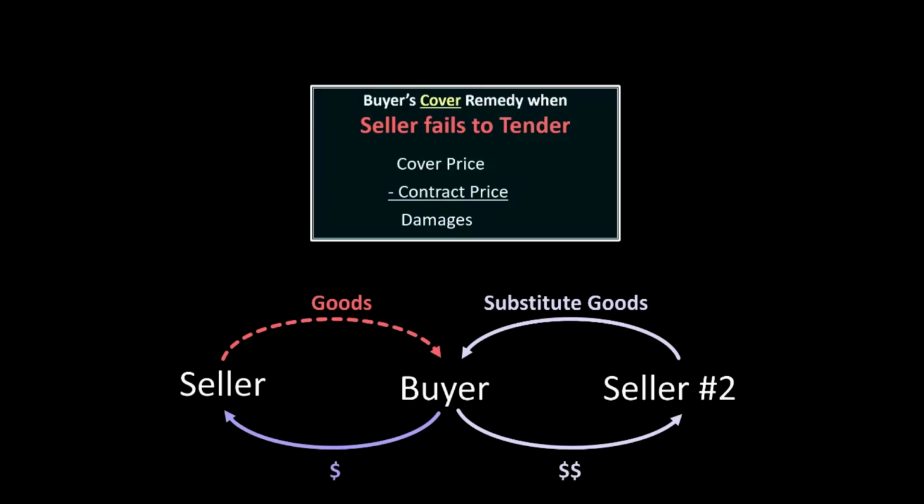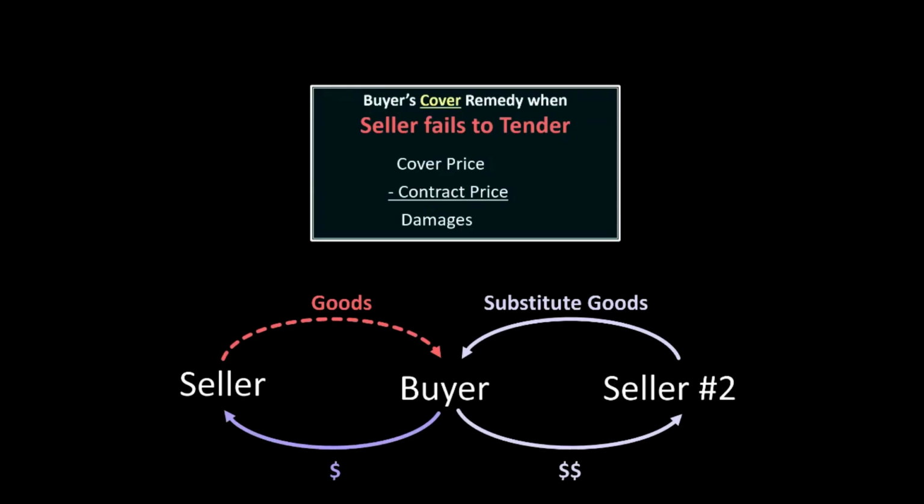This number represents the measure of the buyer's direct damages arising from the seller's breach. As we will explore in a later video, however, the buyer may also be entitled to indirect damages for the buyer's incidental and consequential losses resulting from the seller's breach. In practice, cover is a common scenario.